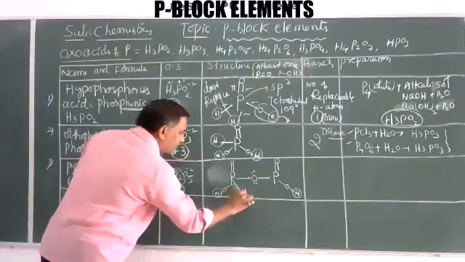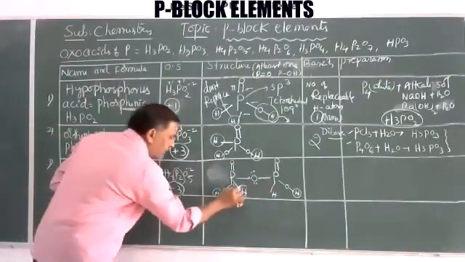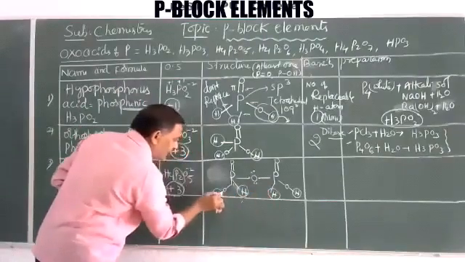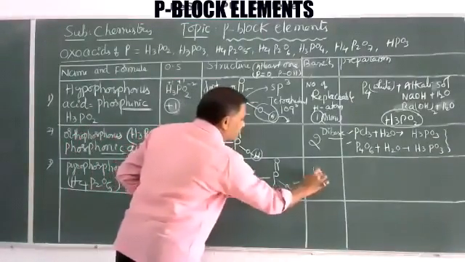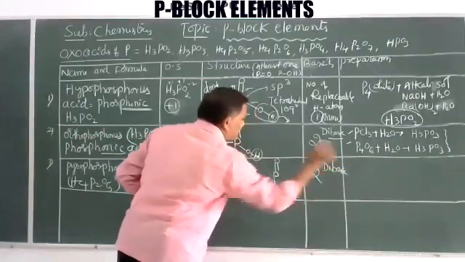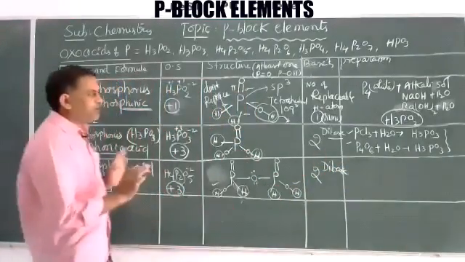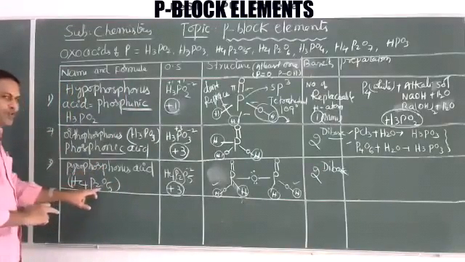That's why it is bonded with hydrogen. These hydrogen atoms are not replaced, only the other hydrogen atoms are replaced. That's why your basicity is also 2, so it is a dibasic acid. Very, very important. That is pyrophosphorous acid, H4P2O5.